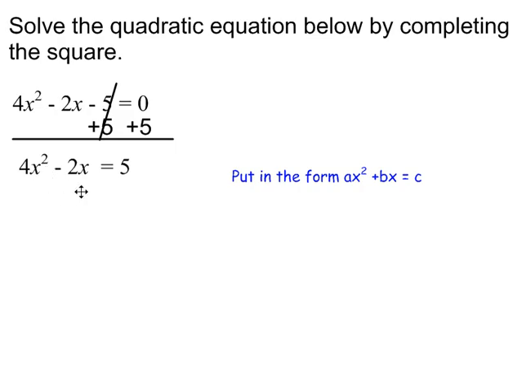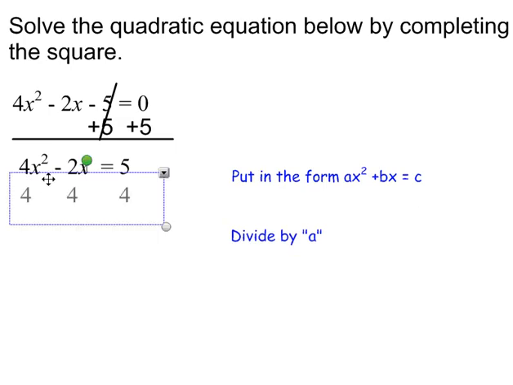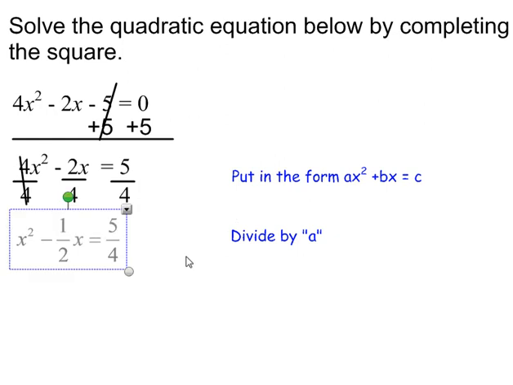Now, I can't have a coefficient other than 1 in front of the x squared. So I have to divide everything by a. I have to get rid of that 4 in front of the x squared. That's just the way it goes when you complete the square. So the 4's cancel out when I divide everything by 4, and I get x squared minus 1 over 2x equals 5 over 4.